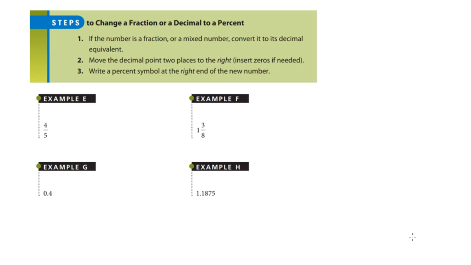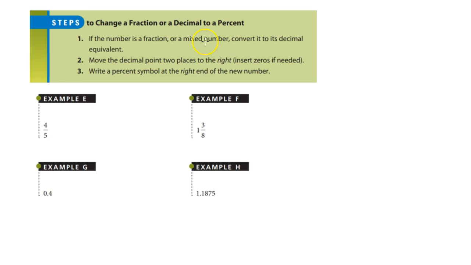If you compare the steps in the previous video to the steps in this video, you'll notice that it's just kind of doing the opposite. So we're doing a reverse procedure. Step one: if the number is a fraction or a mixed number, convert it to a decimal equivalent. That's just telling you to convert a fraction to a decimal, which we should know how to do already. And then after that, you just take the decimal and convert it to a percentage, which will be done in steps 2 and 3.